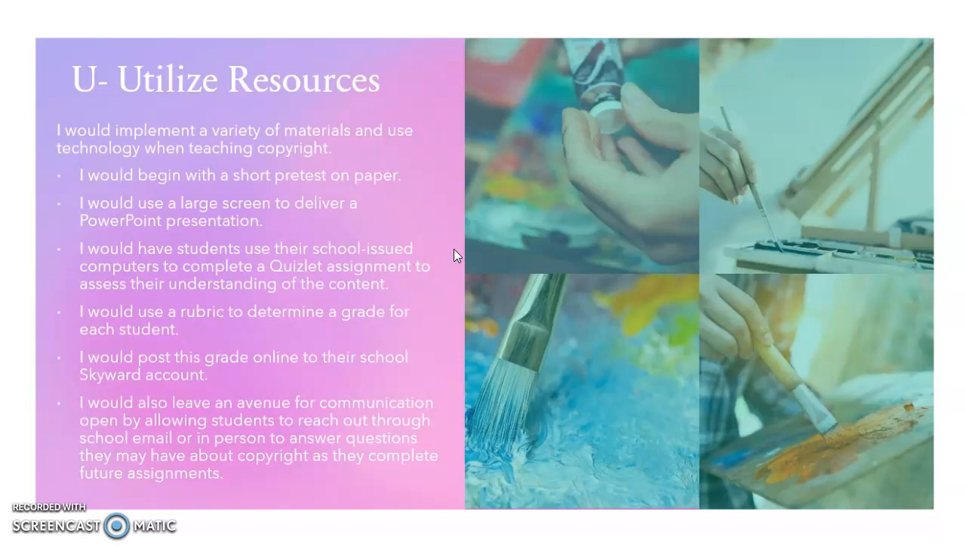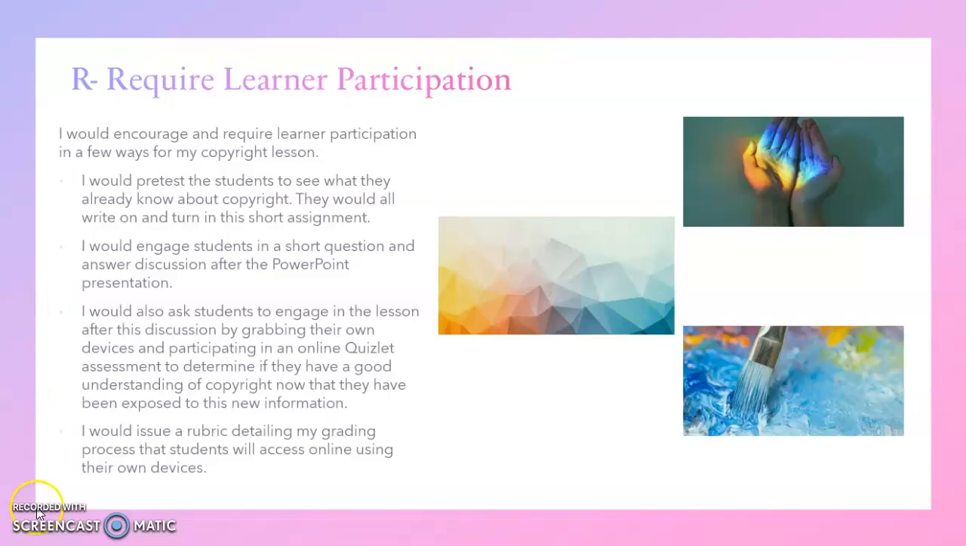I would use a rubric to determine a grade for each student. I would post this grade online to their school Skyward account, and I would also leave an avenue for communication open by allowing students to reach out through school email or in person to answer questions they may have about copyright as they complete future assignments.